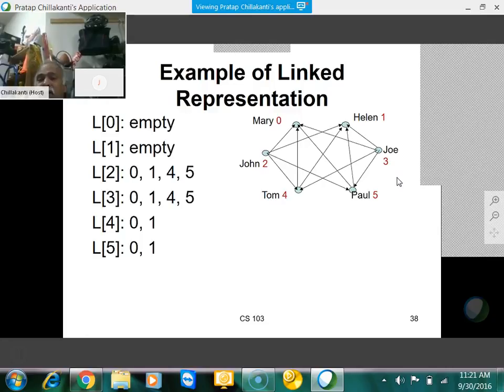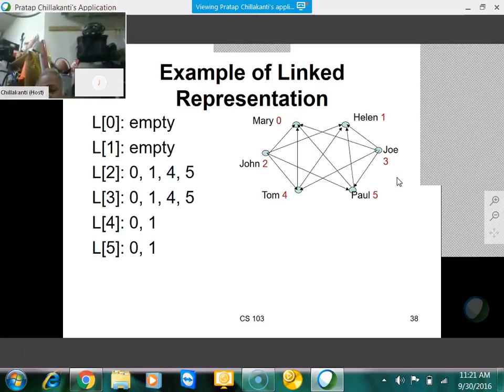So it's for the same graph. You have L0 through L5, because we labeled the nodes 0 through 5. L0 is empty, and L1 is empty, because you don't have any adjacent nodes. It's a directed graph, so there is no out arrow from node 0 and no out arrow from node 1. But if it was an undirected graph, it would have things coming in.